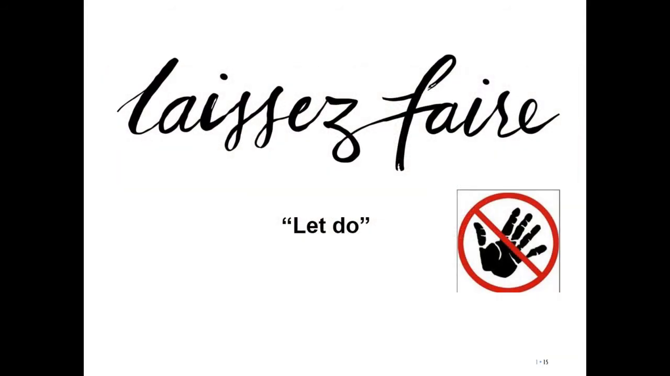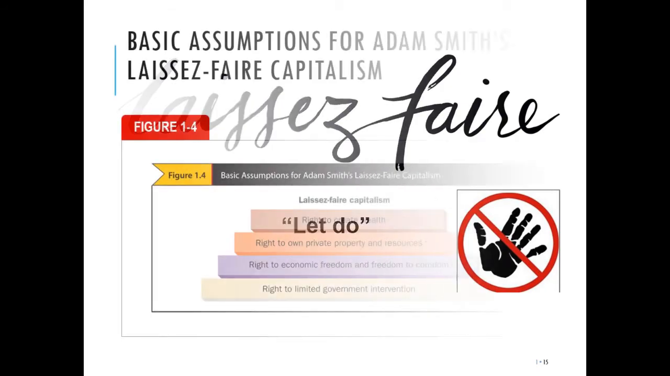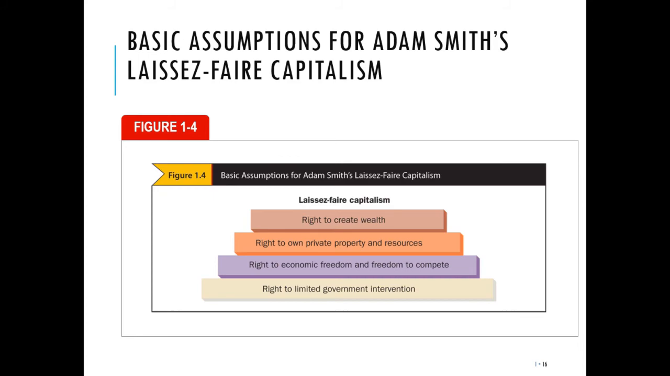Another key concept behind capitalism is this French concept called laissez-faire, which translated into English means let do. The concept behind laissez-faire is there is no need for government intervention in how business operates. From the book, we can see these four assumptions behind laissez-faire. One is the right to create wealth, the right to own private property and resources, the idea that people and companies can own things in a private way. It's not public, but it's privately owned. The economic freedom and freedom to compete, and the right to limit government intervention.